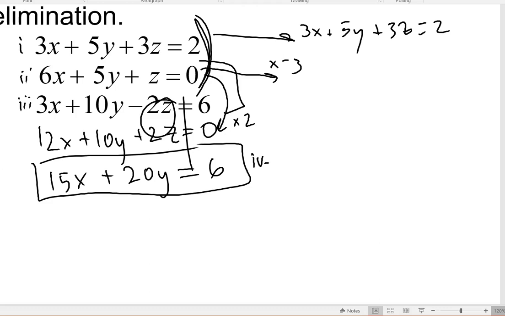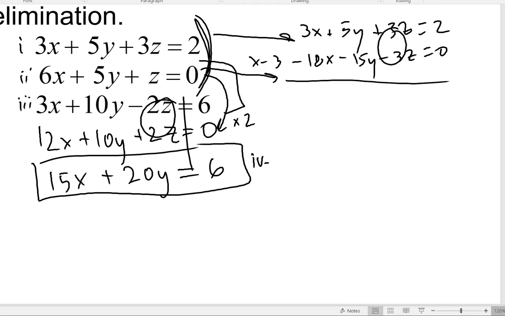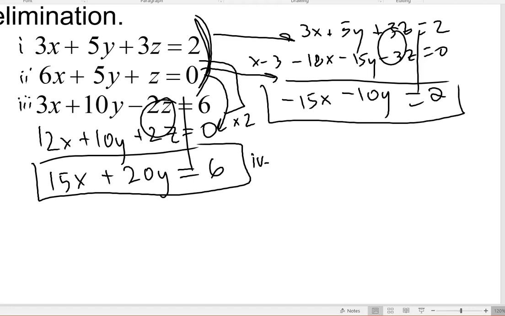Bottom one times negative 3 would be negative 18x minus 15y minus 3z equal to 0. This zeros. This becomes negative 15x minus 10y is equal to 2. We now have equation 5.